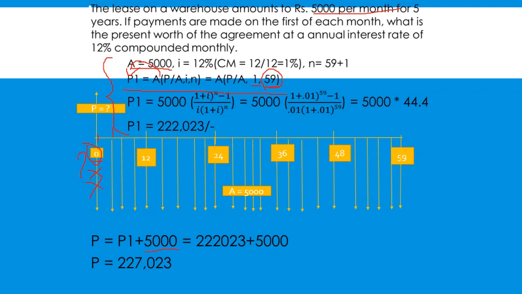So what is the total present worth? The total present worth is 222023 obtained from this calculation plus the amount deposited today. Total amount is 227023. This completes the problem.